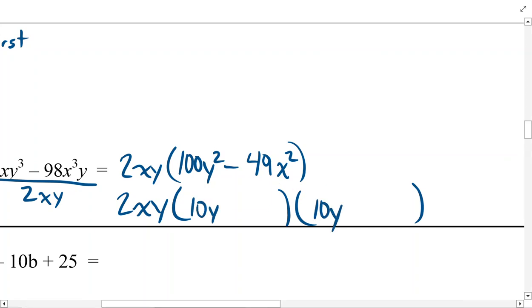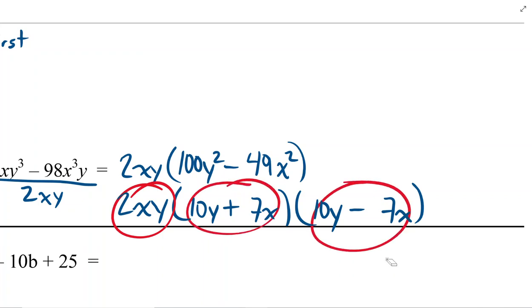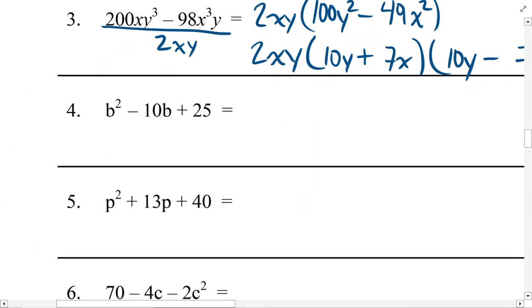So square root the first, square root the second, plus, minus. Or minus, plus, it doesn't matter. Okay, how many factors does this one have? 3. Factor 1, factor 2, factor 3. Okay, 3 factors. All right. Next one.